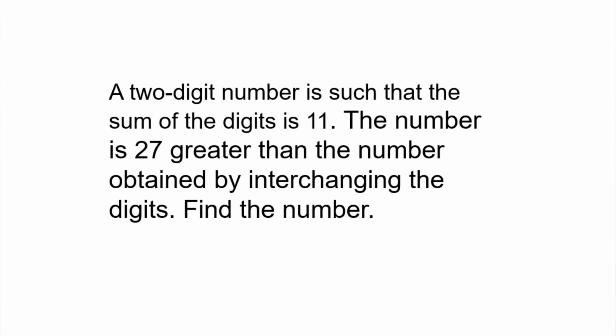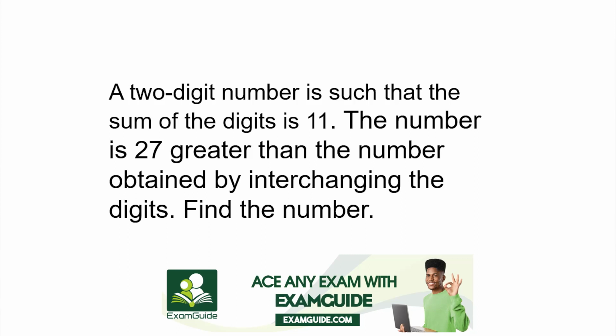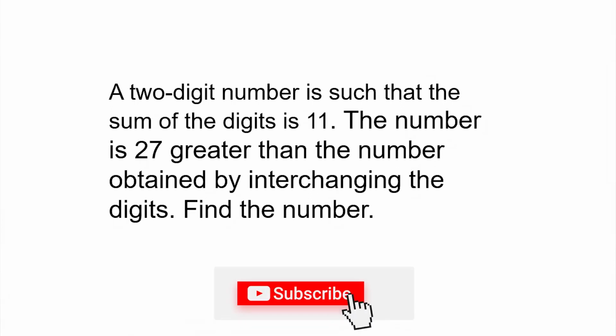This is another one. A 2-digit number is such that the sum of the digits is 11. Then the number is 27 greater than the number obtained by interchanging the digits. Find the number. We don't know the number. We're going to look for the numbers. Digits has something to do with hundreds, tens and what? Just tens and units.